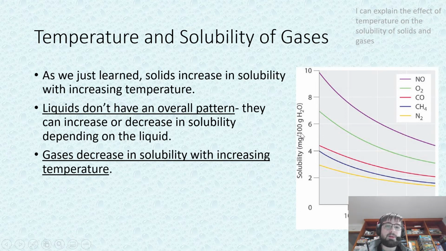You can see here though that the solubilities we're looking at are really small. We're talking milligrams per 100 grams. In the previous graphs, we were looking at about 30 grams of sodium chloride being dissolved per 100 grams. With oxygen here, we're looking at 7 milligrams per 100 grams, and that's the highest value. At room temperature, we're below 4 milligrams per 100 grams. So that's a very small amount.